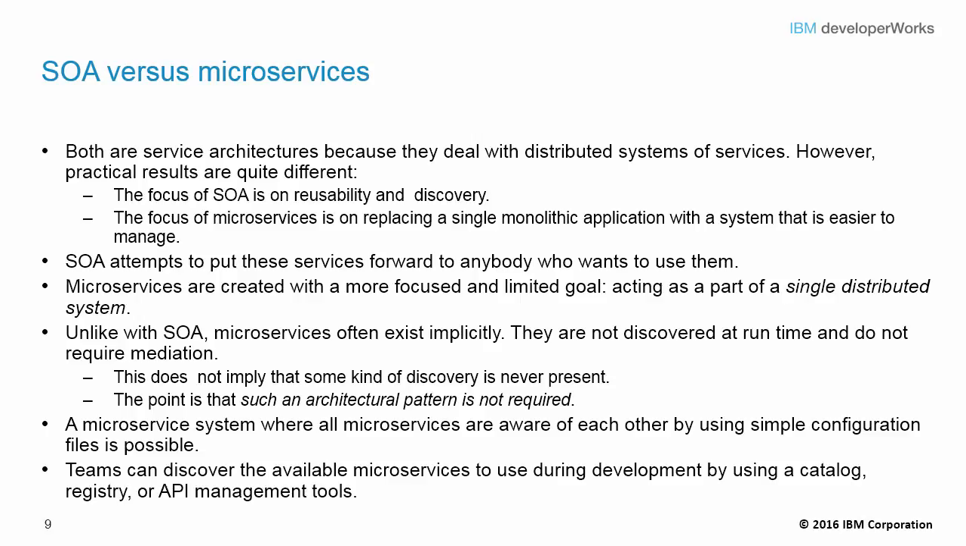SOA attempts to put these services forward to anybody who wants to use them. Microservices, on the other hand, are created with a much more focused and limited goal in mind, which is acting as a part of a single distributed system. This distributed system is often created by breaking down a large monolithic application, and the intent is that a collection of microservices continue to work together as a single application. Typically, we don't have an ambition to serve multiple systems at the same time.